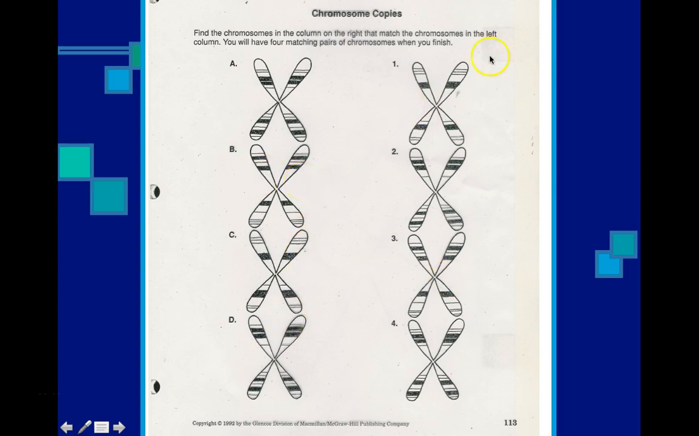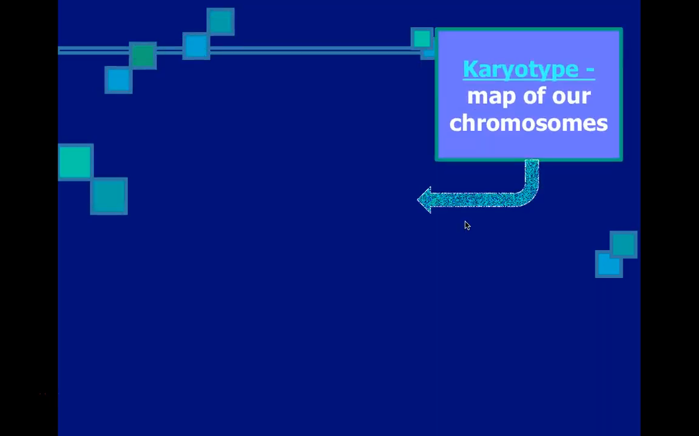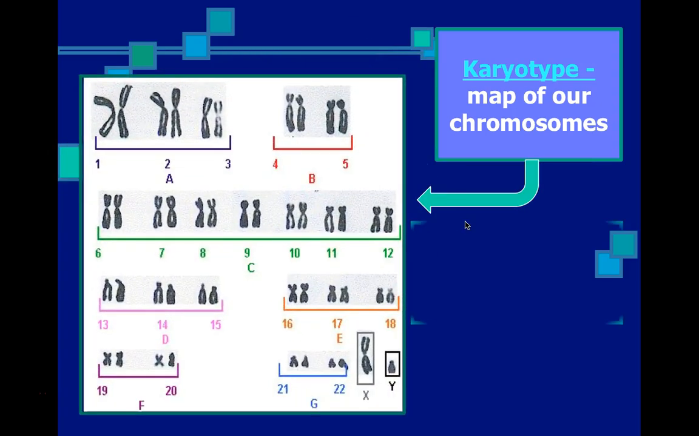C and 1 would be another pair of homologous chromosomes, and D and 2 would be another pair of homologous chromosomes. And again, just from this little activity here, you're really just looking at the pattern of the banding, but in a karyotype, you would also look at the specific shape of them as well.